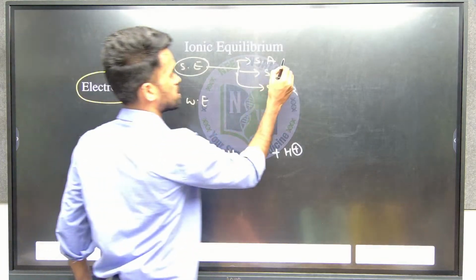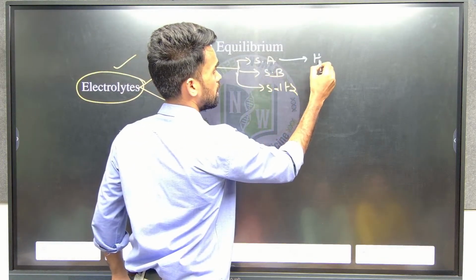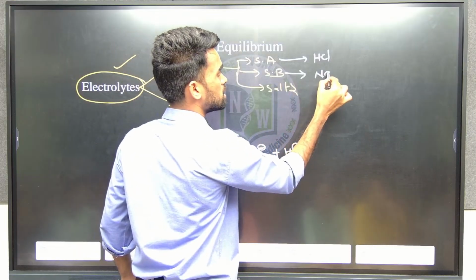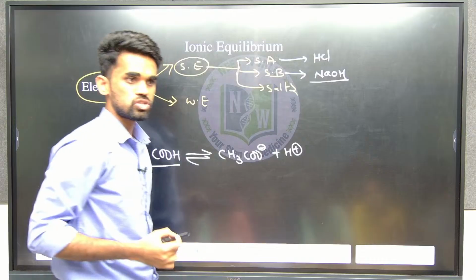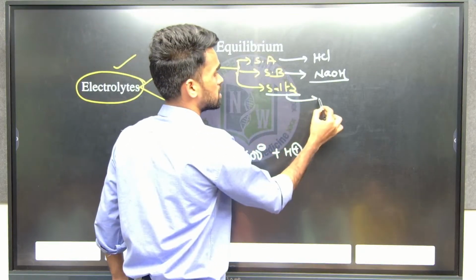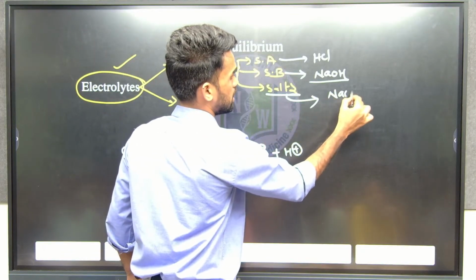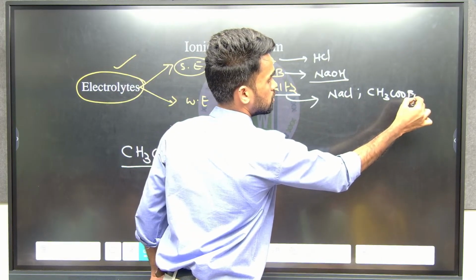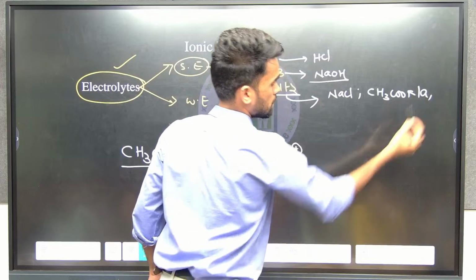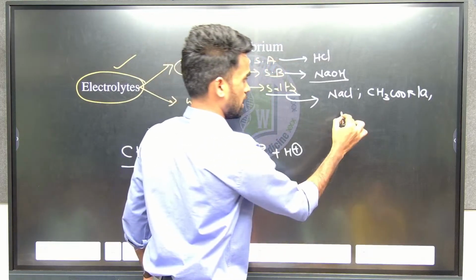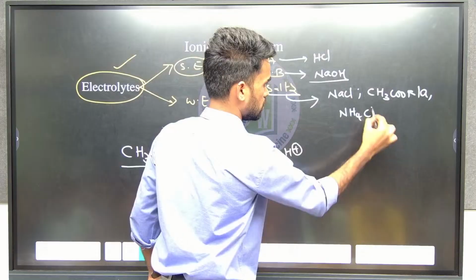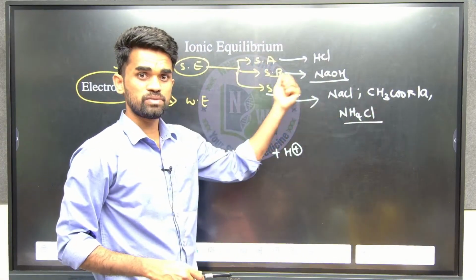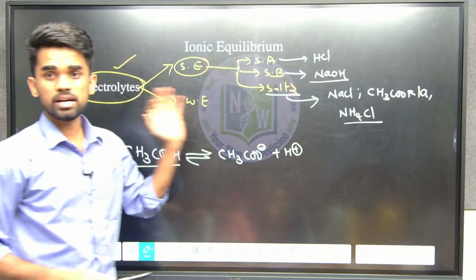Give one example for strong acids. HCl, H2SO4, nitric acid, all those. NaOH, KOH, all this comes under strong bases. Next, salts, you give one example. NaCl, and the next, sodium acetate. Anything like ammonium chloride. All this comes under what? Salts. Salts are also examples of strong electrolytes.